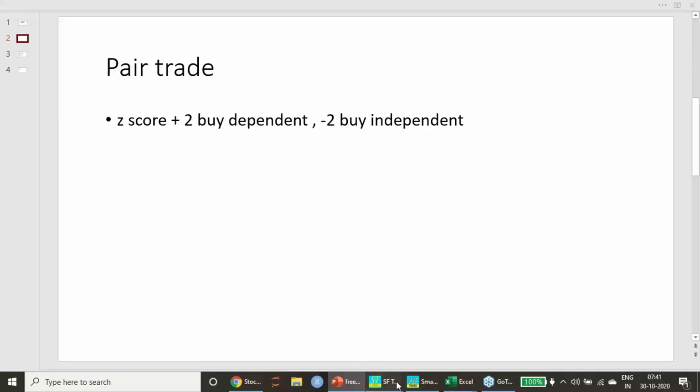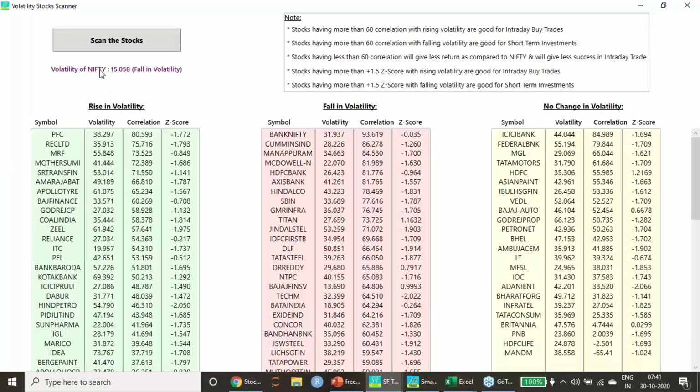So which is independent and which is dependent? We have compared all Nifty futures stocks with Nifty. That means Nifty is independent, and all stocks are dependent, including Bank Nifty. So here you are getting Z score values.